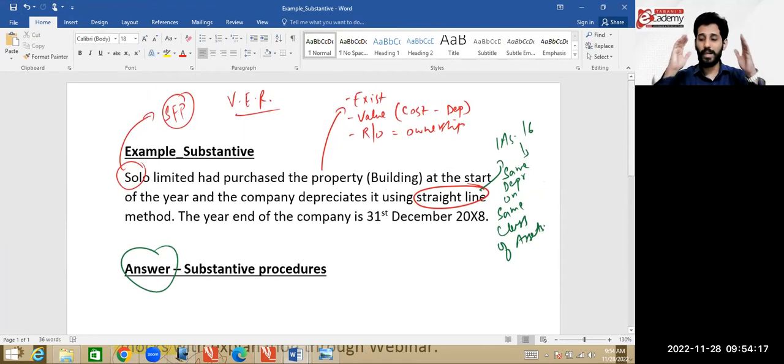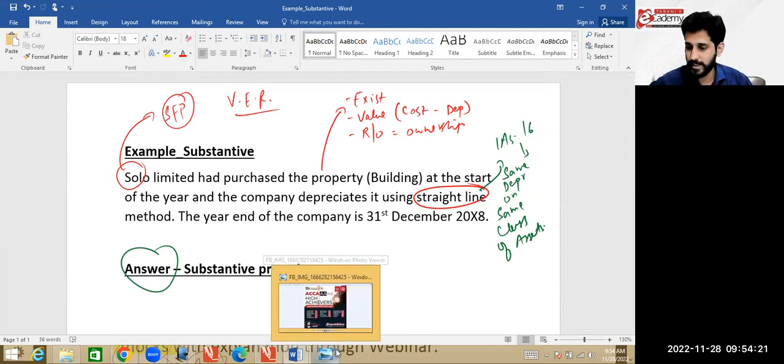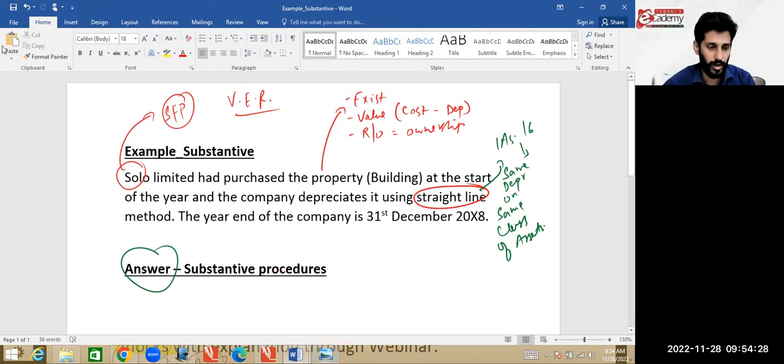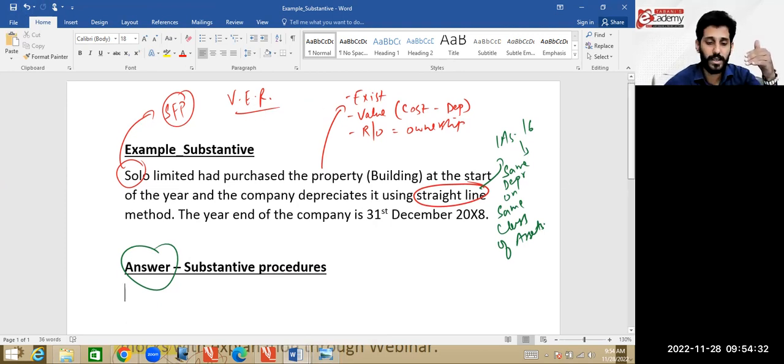The difficult thing would be difficult when you believe it is difficult. And if you think that these are attainable things, you will be easily able to handle it and easily able to draft the answer. Now, simple: I'm going to write the substantive procedures.